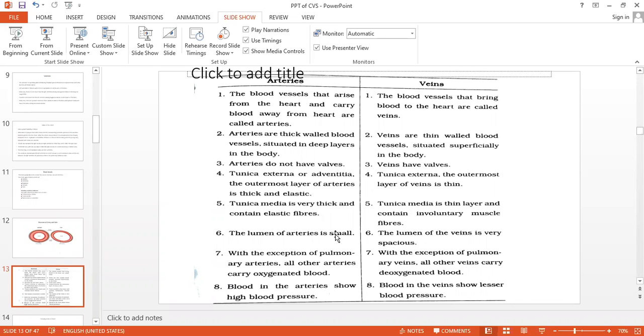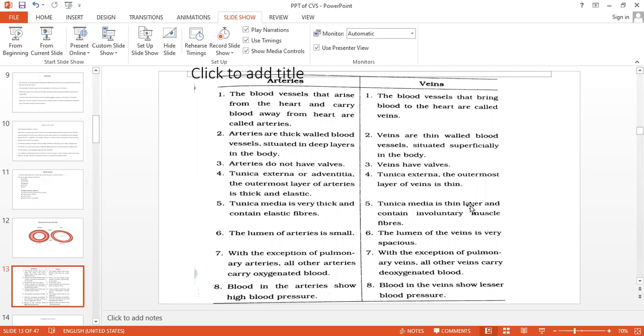The lumen of the artery is small. You see in here. And the lumen of the veins is very spacious, that is large. And what is the exception here? We have seen before, in the last session, the artery exception, the pulmonary artery. All the arteries carry which type of blood? Oxygenated blood. But except the pulmonary artery, because this pulmonary artery carries the deoxygenated blood. And the exception here is the pulmonary vein. All types of veins carry which type of blood?